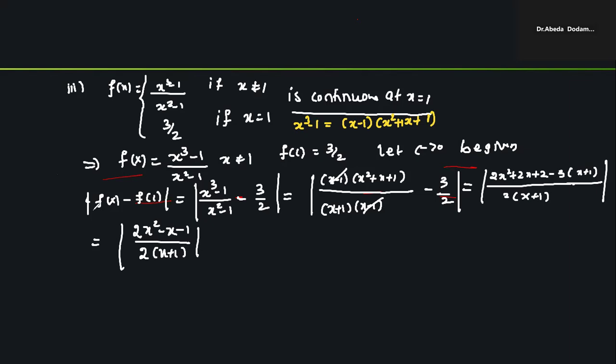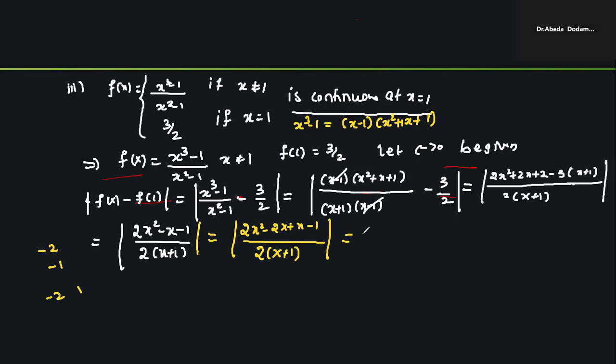Now let me take this one, 2x square minus x minus 1. After multiplication, I should get negative 2, and after addition or subtraction, I should get negative 1. So after multiplication, negative 2; after addition or subtraction, negative 1 is minus 2 and 1. If I write this, I will get 2x square minus 2x plus x minus 1 divided by 2 into (x plus 1).